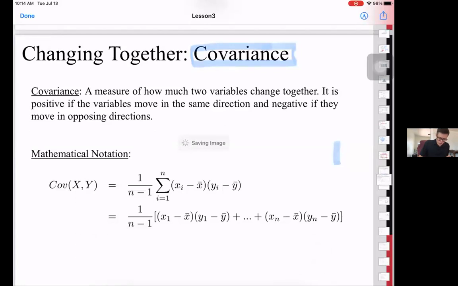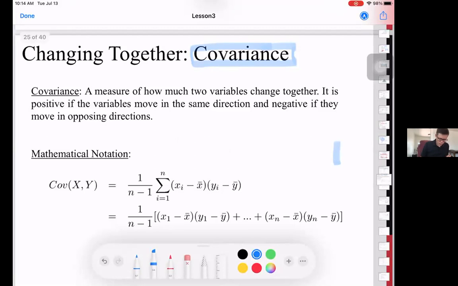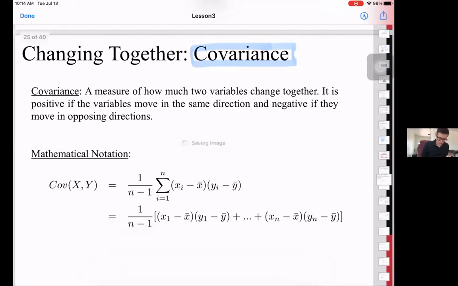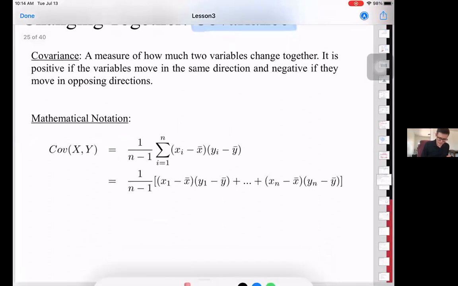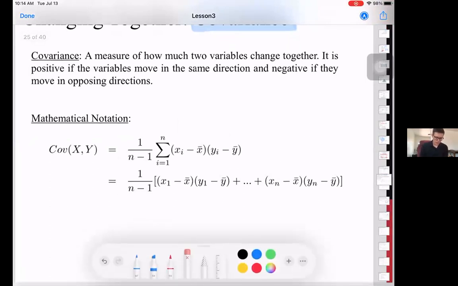So probably the easiest way is, let's look at the formula for covariance first, and then I'll show you a very simple example that will hopefully clarify it. So the covariance between X and Y is really kind of simple. You're going to calculate the distance between X and its mean.